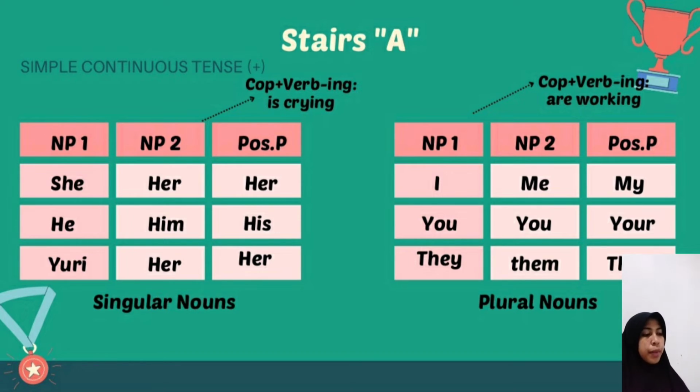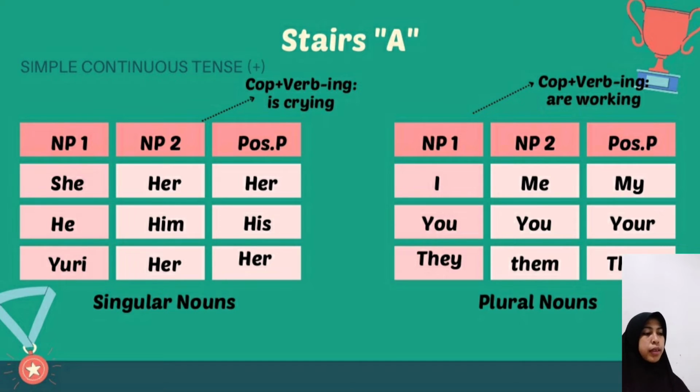Here is a table containing NP1, NP2, and post-P. For example, NP1 is she, he, or a name like Yuri, and NP2 is her, him, and her. And post-P, for example, is her, his, and her. This first table includes singular nouns. Its verb is -ing, for example, is crying.